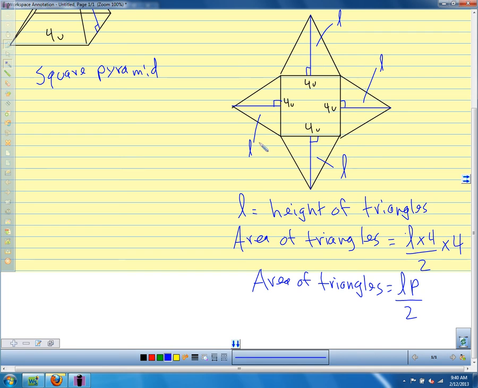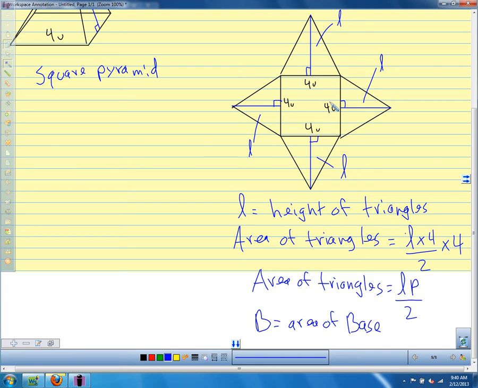So the area that I get, L times P divided by 2, is just the area of all these triangles added together. And then B is the area of the base. So the surface area is just the area that I get from adding all the areas of the triangles together plus the area of the base. So our formula comes from cutting our pyramid open into a net, and then just adding up the areas of all the shapes that are inside there.